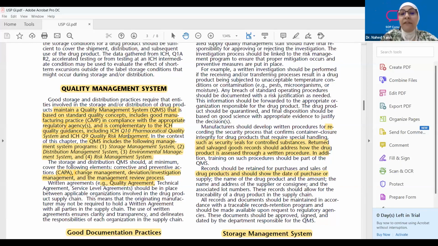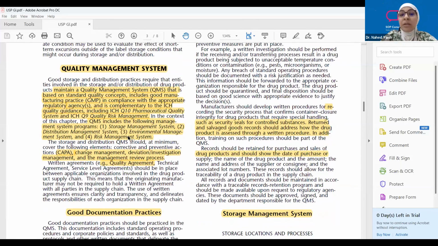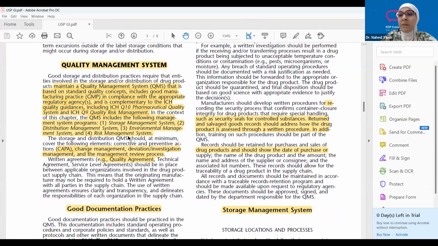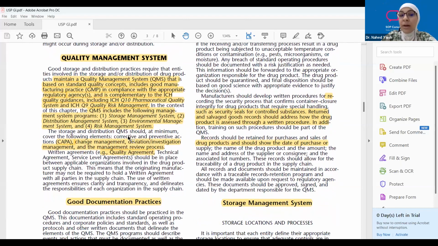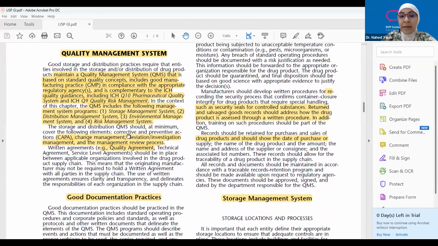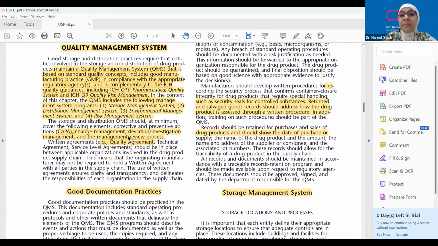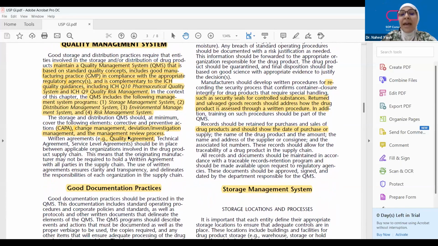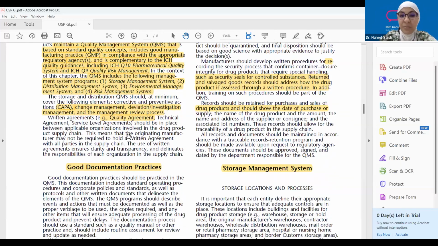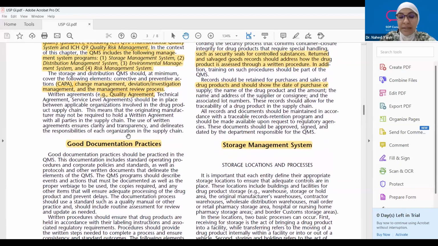They have also mentioned that the QMS, the quality management system, includes the following management system programs. It must include the storage management system, the distribution management system, the environmental management system, and the risk management system. And they have also mentioned the minimum elements, which are the CAPA, the change management, deviation investigation management, and the management review process. And also they have mentioned the quality agreement. This is a very important issue that should be considered within the GSDP.